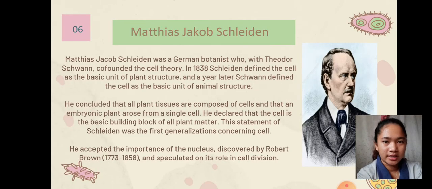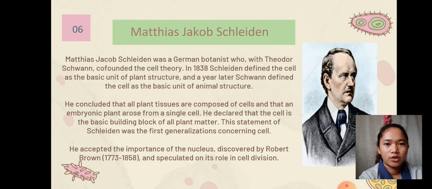Matthias Jacob Schleiden was a German botanist who, with Theodor Schwann, co-founded the cell theory. In 1838, Schleiden defined the cell as the basic unit of plant structure, and a year later, Schwann defined the cell as the basic unit of animal structure. He concluded that all plant tissues are composed of cells, and that an embryonic plant arose from a single cell. He declared that the cell is the basic building block of all plant matter. This statement of Schleiden was the first generalization concerning cells.